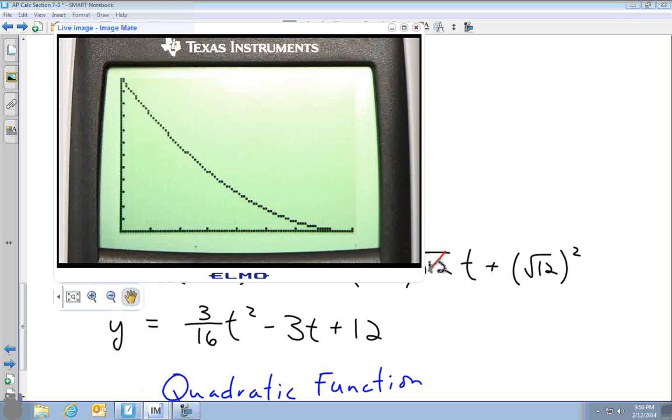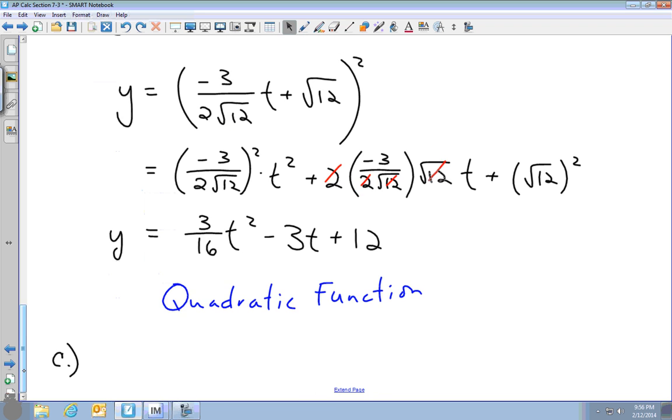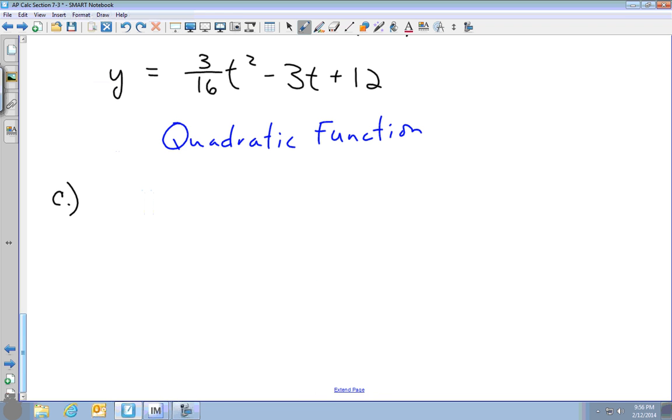All right, and consider the domain. I guess we should indicate the domain here since we've got a graph of it now. The domain here, for what makes sense, is that t has to go from 0 to 8, 0 to 8 minutes.